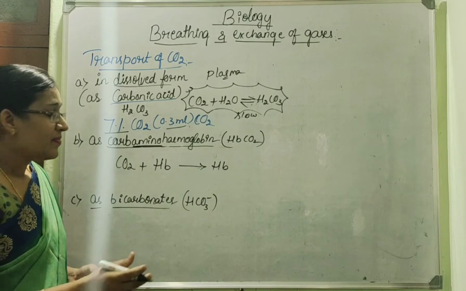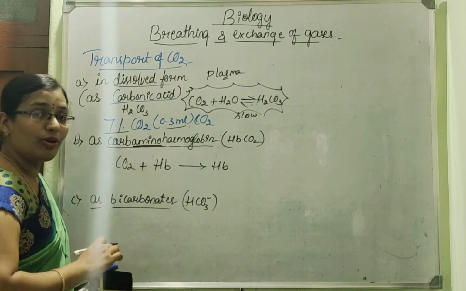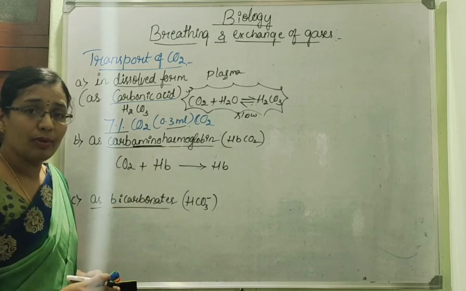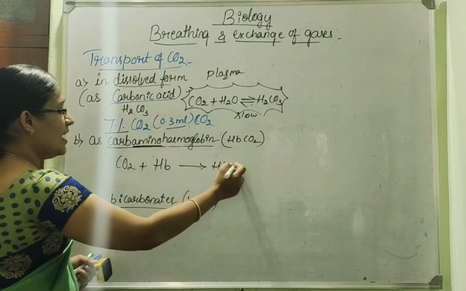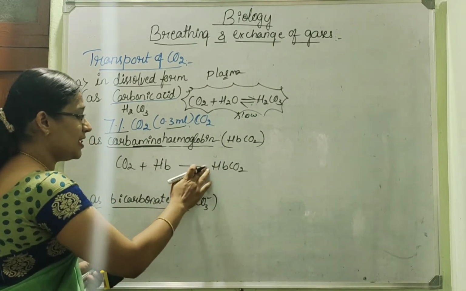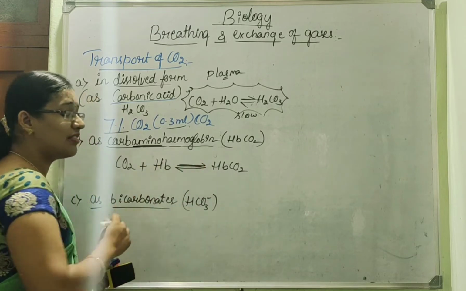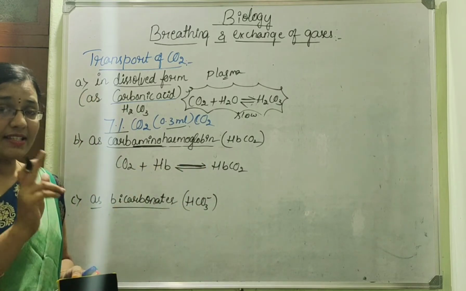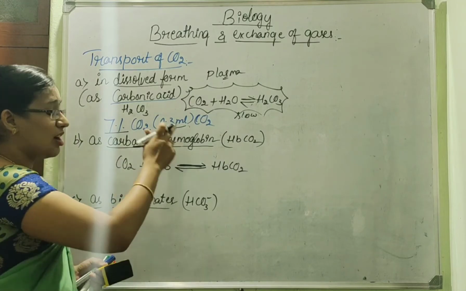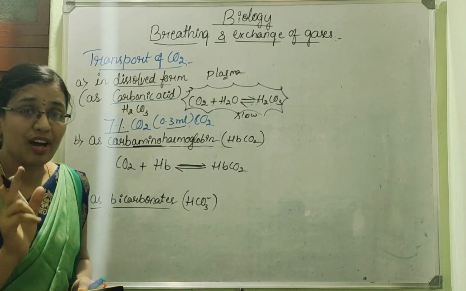It is called carbamino. That means this carbon dioxide binds to the amino group of hemoglobin, and hence it is called carbaminohemoglobin, and it can be written as HbCO2. It can be written as HbCO2, and this is also a reversible reaction. See, the formation of oxyhemoglobin or the formation of carbaminohemoglobin is always a reversible process. Why?